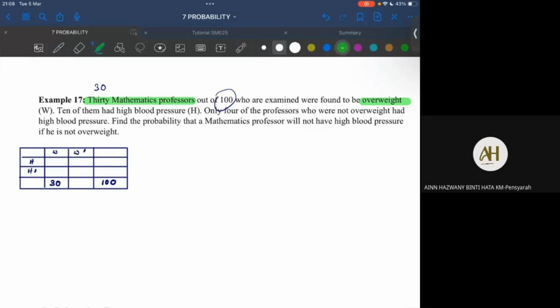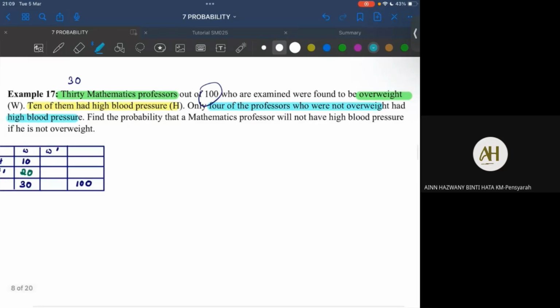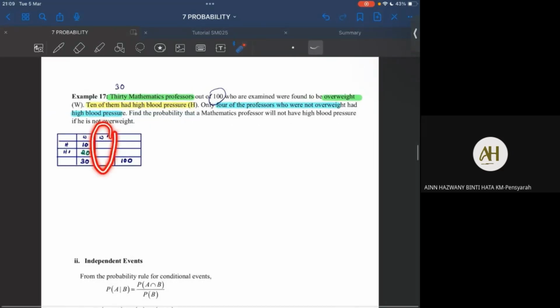10 of them had high blood pressure. Okay, 10 of the 30 mathematics professors. So 10 dekat sini. So obviously we know that this is 20. So only 4 professors who were not overweight had high blood pressure. Not overweight had high blood pressure. So yang intercept-nya di sini, so ini nilai dia 4.